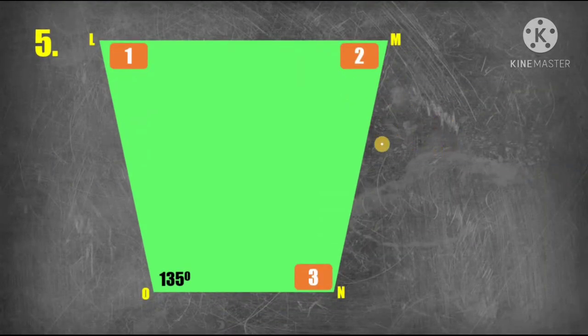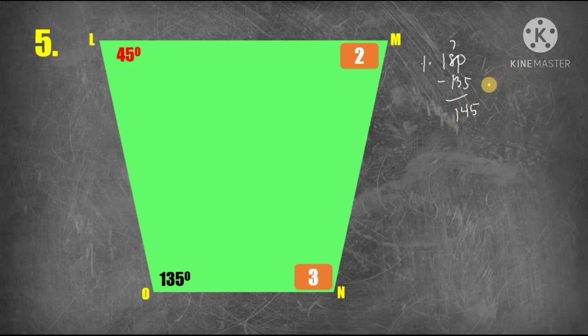So next, let's move on to number 5. The same equation. Solve number 1: 180 minus 135. It's only 45.